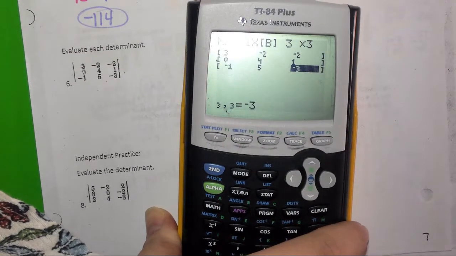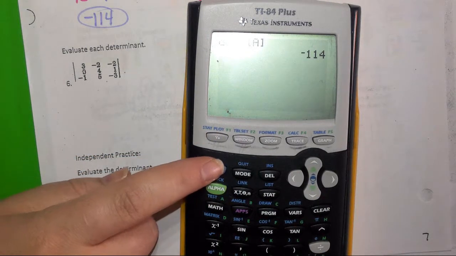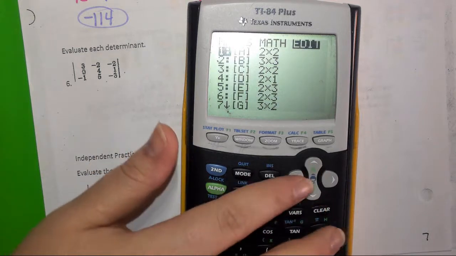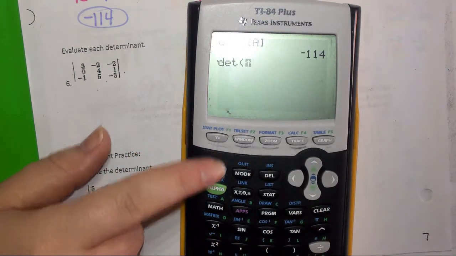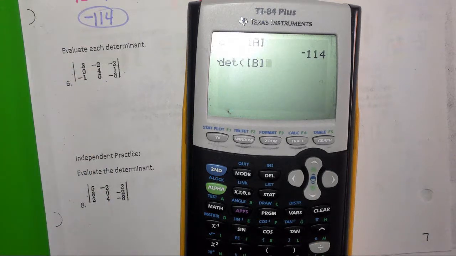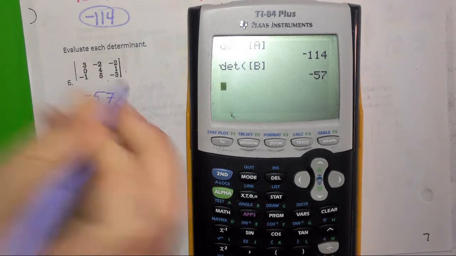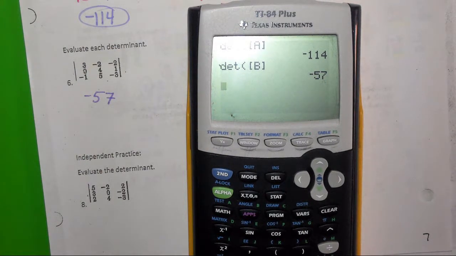So I've typed this matrix into my calculator. So when I say second matrix, I want to do the determinant of that 3x3. It's literally going to tell me a number. So number 6, the answer is negative 57. Is there anyone who doesn't understand how I got number 6?